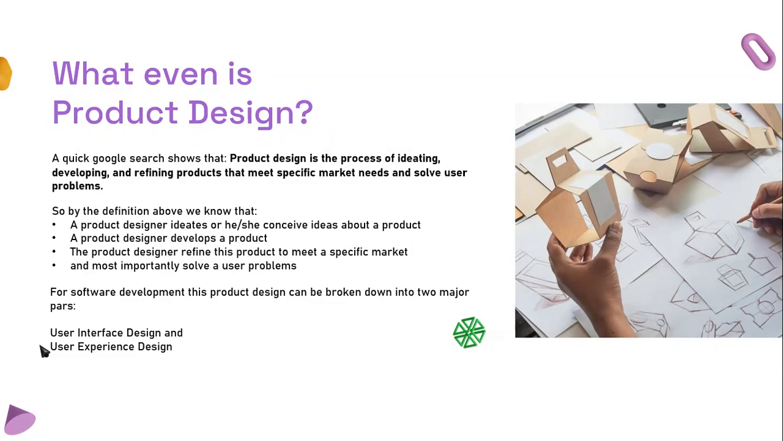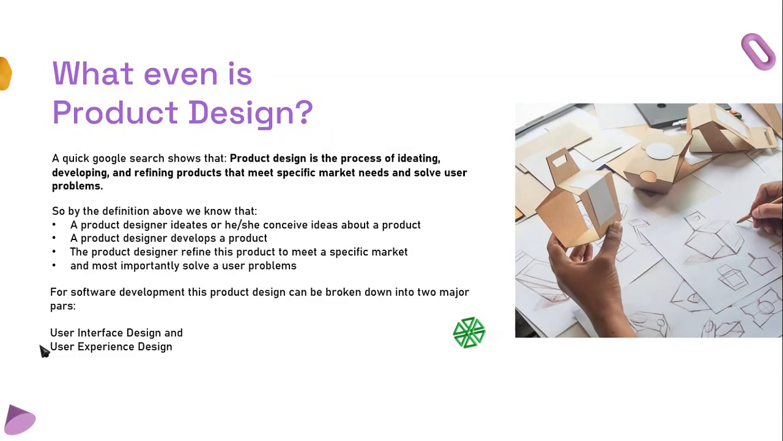So now, in software development, product design can be broken down into two major parts. The first one is user interface design and the second is user experience design.